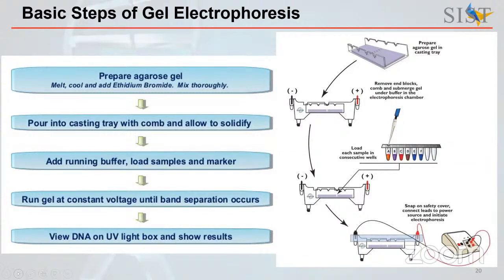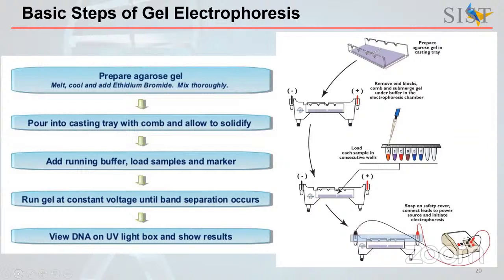And then we'll insert the comb. You can see in the picture, the comb is added so that wells are created on the gel, because the wells are needed for the loading of DNA, right? With the wells created, it will be easier for the DNA to migrate in the gel along that path. After the addition of the comb, the gel, which is in liquid form, will be allowed to solidify.